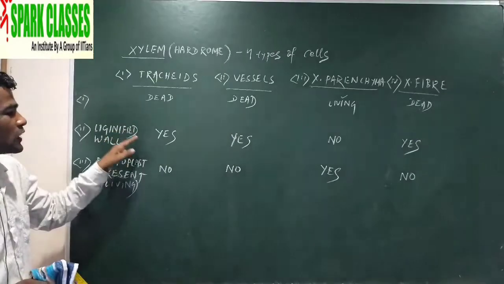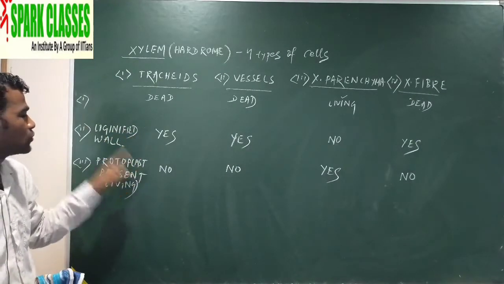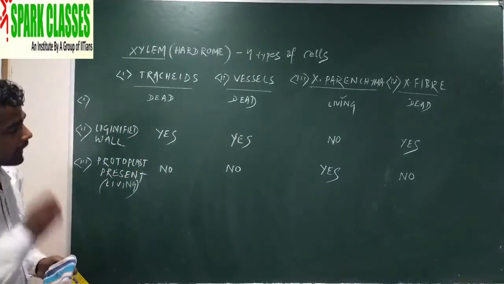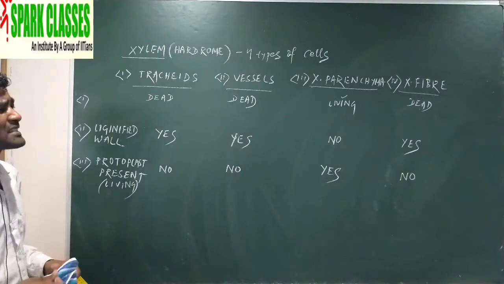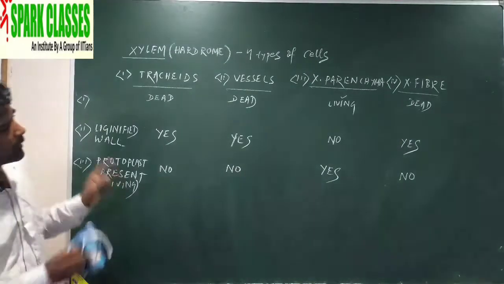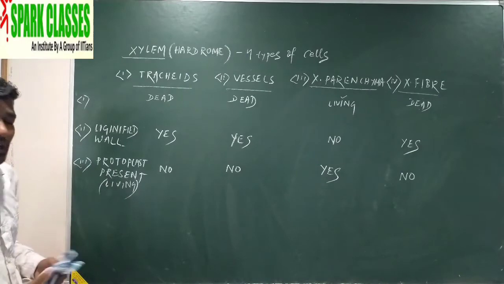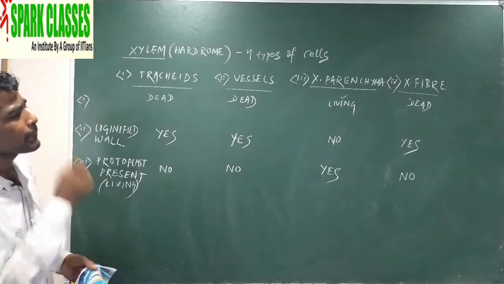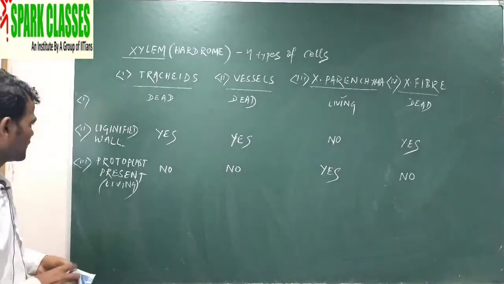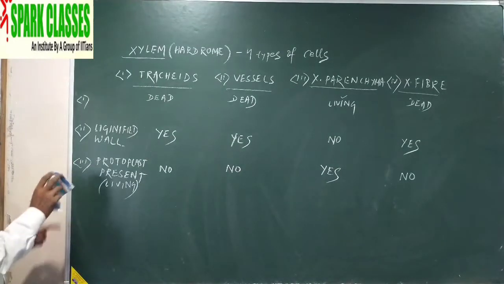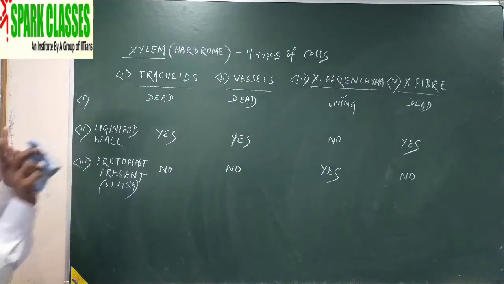Which one is living, which one is dead, which one has lignified wall, and which one has protoplast. Here only a few characteristics we have discussed. Now one by one we will discuss the shape of the cell and their main function. Now this part is clear. Now you can take a screenshot of this.